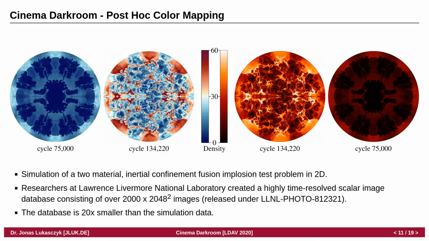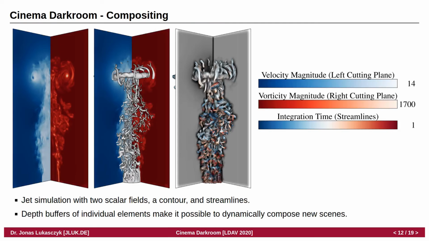Of course, prior to the simulation, it is not clear what color map will be most suited to visualize the data, so this needs to be determined interactively during post-hoc exploration. Due to Cinema's simple file system-based API, it was trivial to hook up the database to Cinema Darkroom and apply different color maps. This example shows a computational fluid dynamics simulation of a jet entering a medium at rest, where the simulation domain consists of a regular grid with two scalar fields, the velocity and vorticity magnitude.